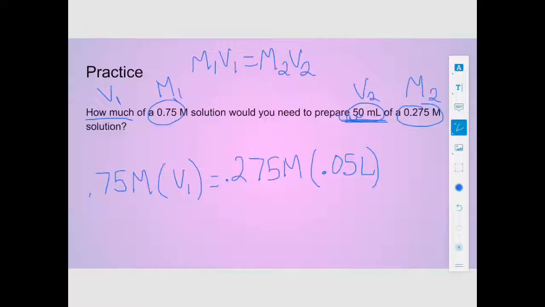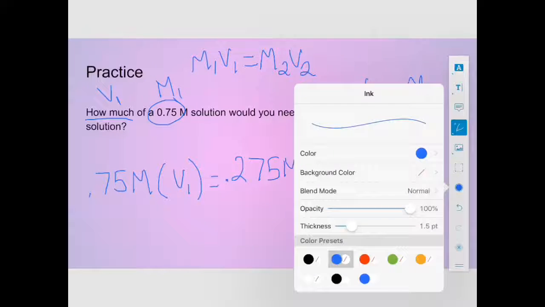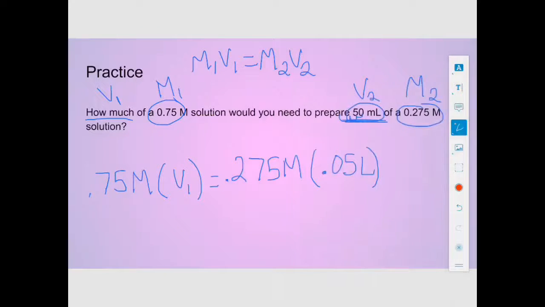It's always a good idea to just work in liters. It will make things easier on you in the long run. So now we're going to just do some algebra. I'm going to switch pen colors here to make it a little easier to look at. The first thing I'm going to do is get rid of the units just to make things easier on me.